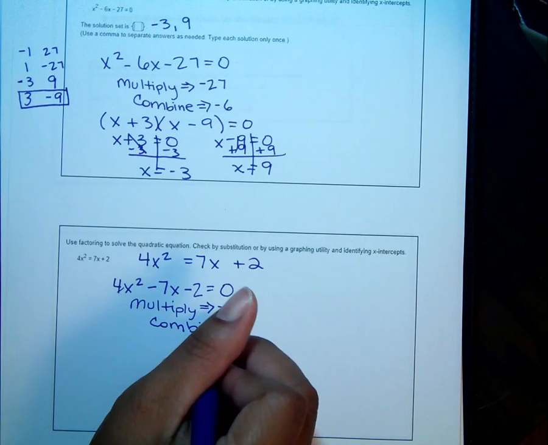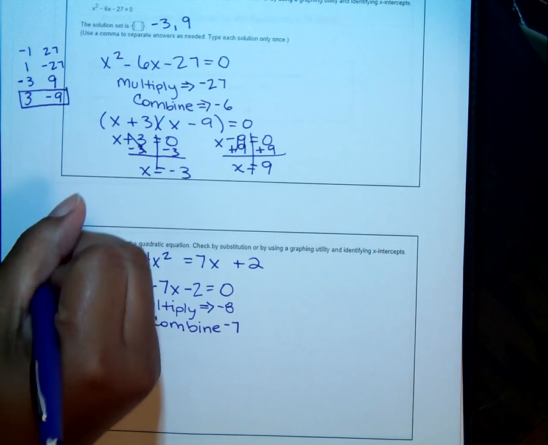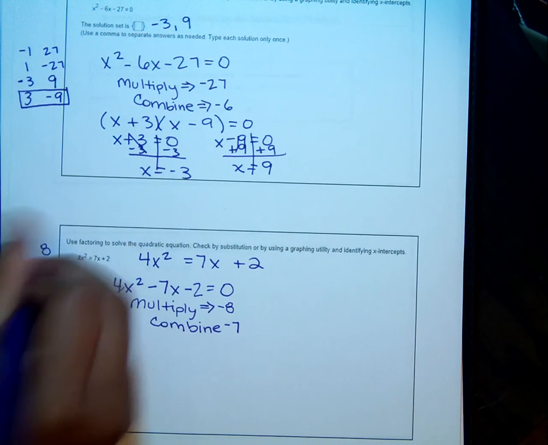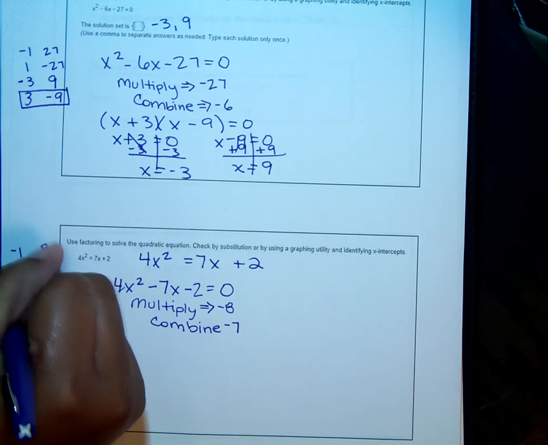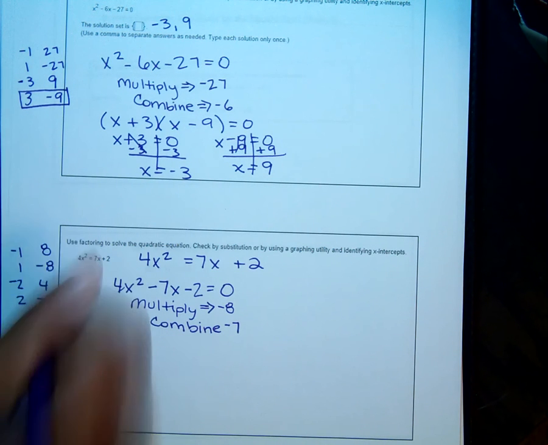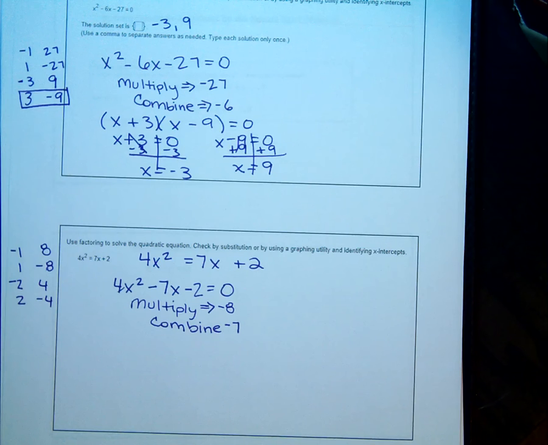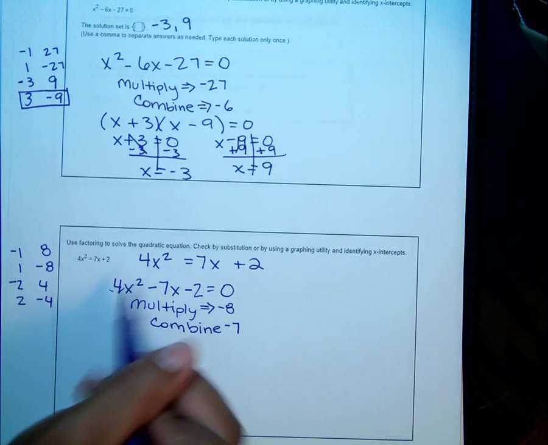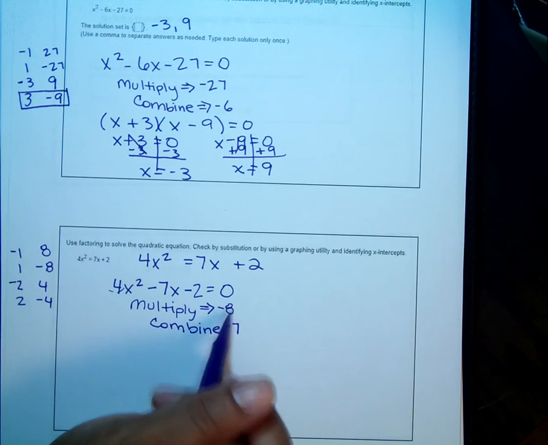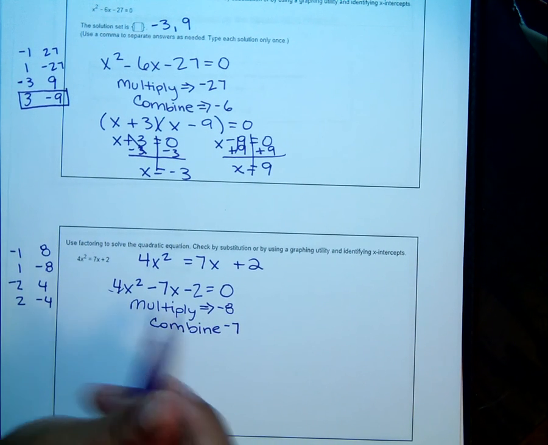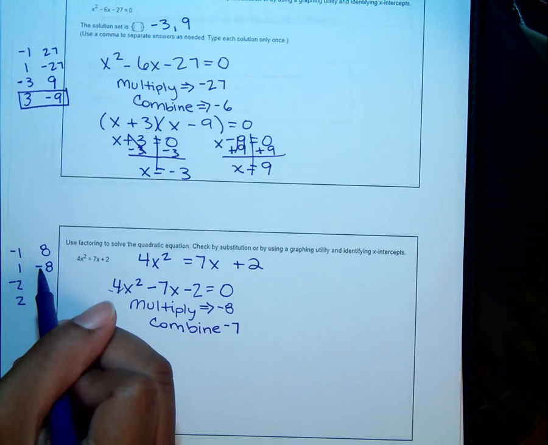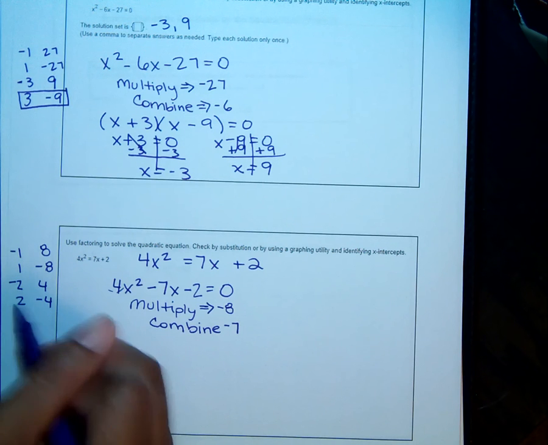Okay, so what numbers can I multiply to get a negative 8? Let's see, negative 1 times 8, positive 1 times negative 8, negative 2 times 4, positive 2 times negative 4. I think those are the only things that I can multiply to get negative 8. And again, I got negative 8 because I multiplied my a times my c, 4 times negative 2. That's where that came from. The numbers that multiply to give me a negative 8 are negative 1 times 8, 1 times negative 8, negative 2 times 4, and 2 times negative 4.